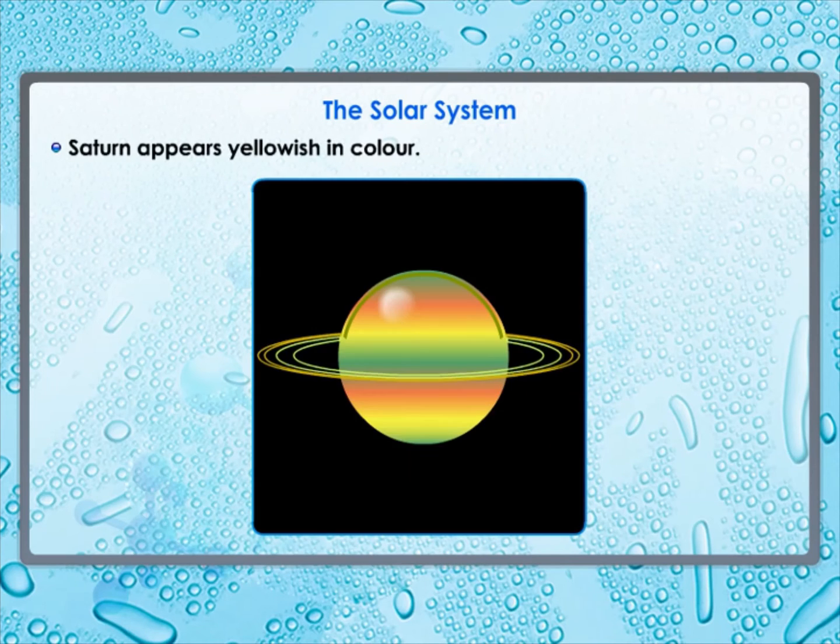Beyond Jupiter is Saturn, which appears yellowish in color. These rings are not visible with the naked eye. Saturn also has a large number of satellites. One interesting thing about Saturn is that it is the least dense among all the planets. Its density is less than that of water.